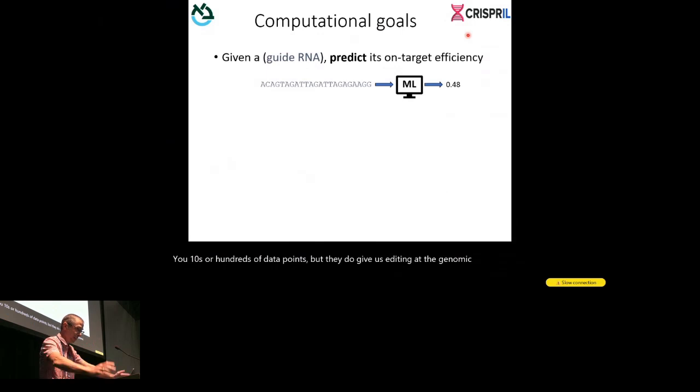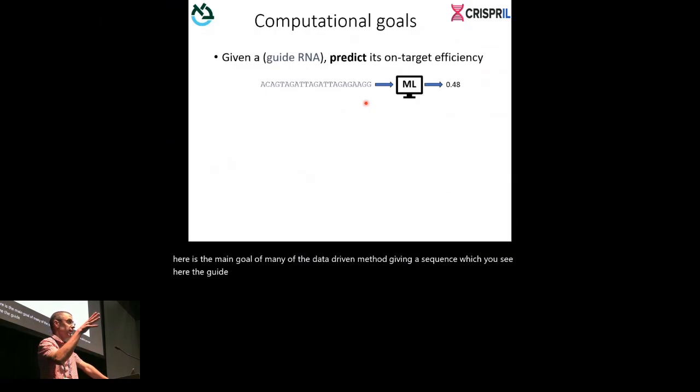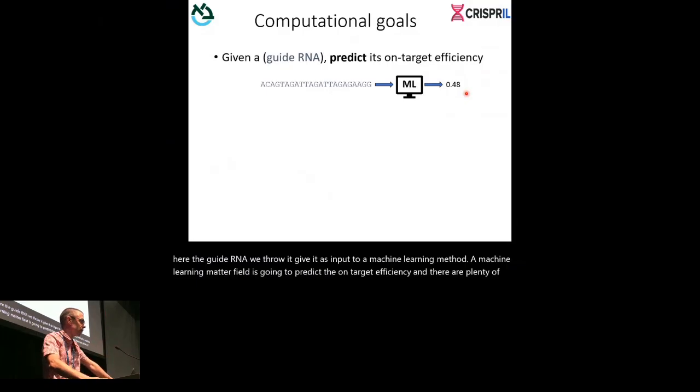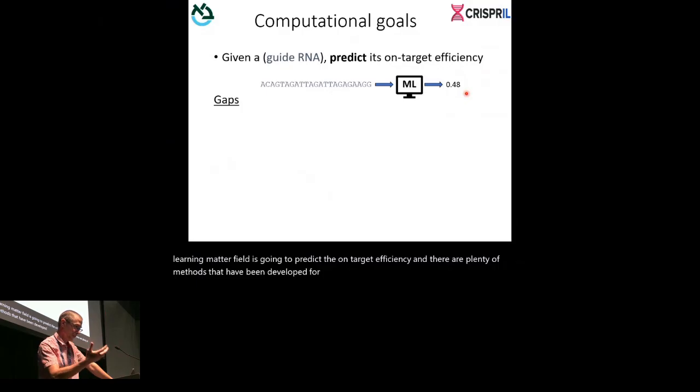And here is the main goal of many of the data-driven methods: given a sequence, which you see here, the guide RNA, we give it as input to a machine learning method. The machine learning method is going to predict the on-target efficiency. And there are plenty of methods that have been developed throughout the years. So what are the gaps of current methods?